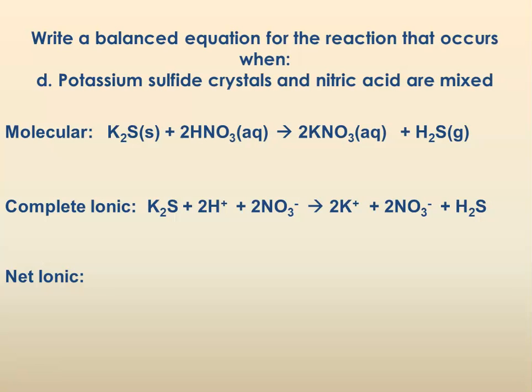If I look at my complete ionic equation, I see that I have nitrate ions on both sides, so those are going to cancel out. But that is the only ion that is going to act as a common ion, as a spectator ion. So you're going to be left with K2S and 2H+ makes 2K+ and H2S.